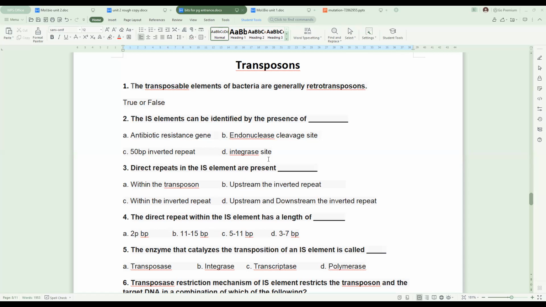Inverted repeat. Very nice. We have discussed that inverted repeat is a part of the transposon. Direct repeat is not part of the transposon. So the answer is inverted repeat. Next: direct repeats in the IS elements are present.